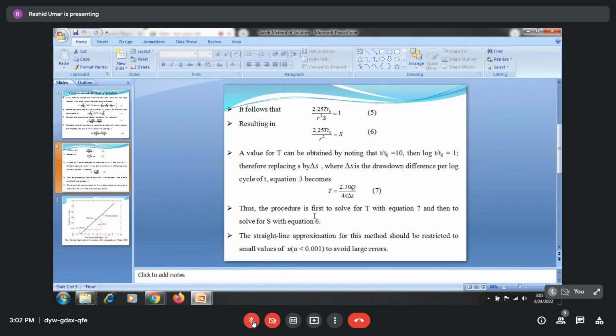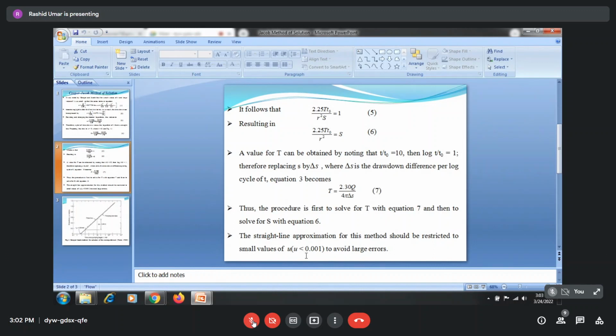So, because of this, the procedure is that first we calculate T. Why do we first calculate T? Because it is required here. Then we solve the equation for the storage coefficient. There's only one tricky point here: the value should be less than 0.001 to avoid large errors.